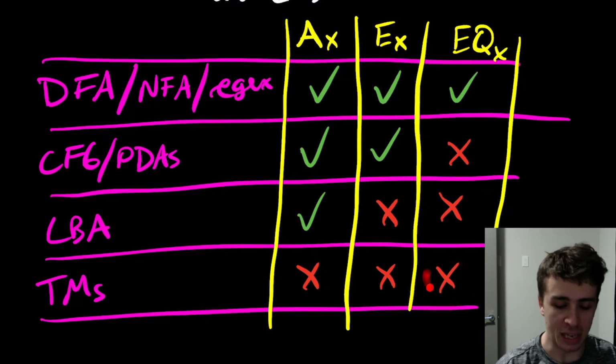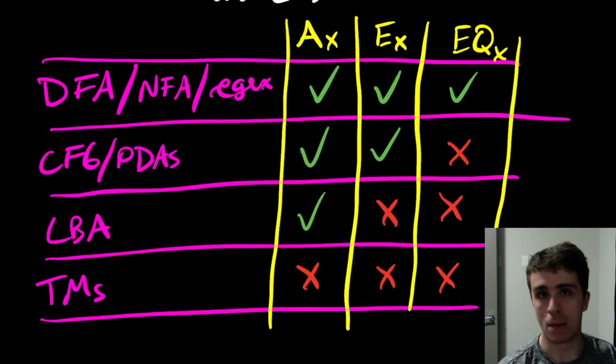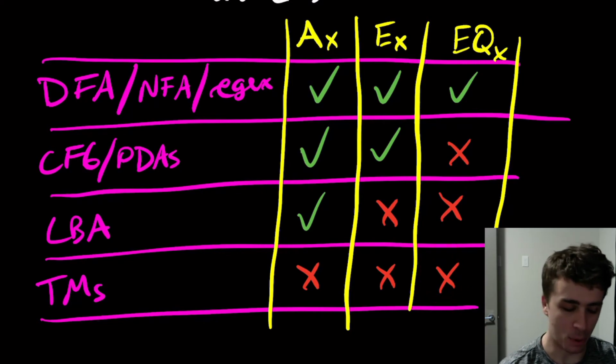EQ sub TM is undecidable. In fact, it's not even recognizable either. But it's not decidable because if it were, then you can solve the E sub TM problem, and we know it isn't decidable. So EQ sub TM is undecidable.